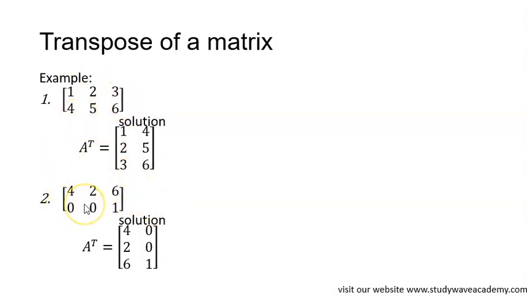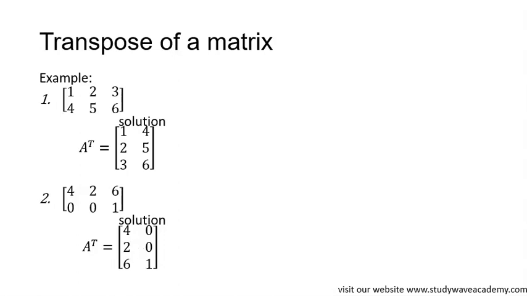Let's transpose this. It's the same way. Swap the rows with the columns. So you have 4 2 6 0 0 1. So this is transposed to this, okay? It's easy. Do you understand that?